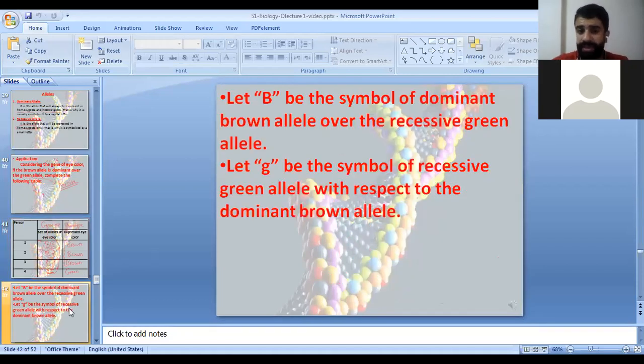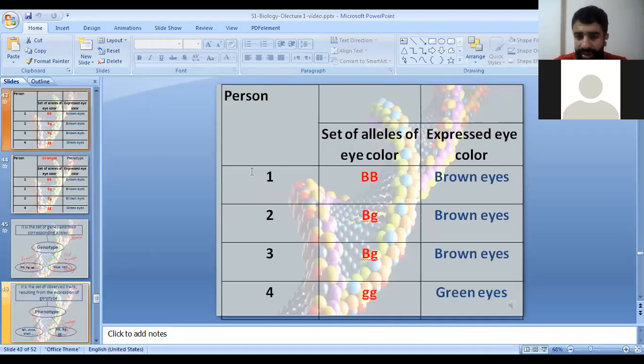So you have to give symbols. Let capital B be the symbol of the dominant brown allele over the recessive green allele, and let small g be the symbol of the recessive green allele with respect to the dominant brown allele. So these are the sets.